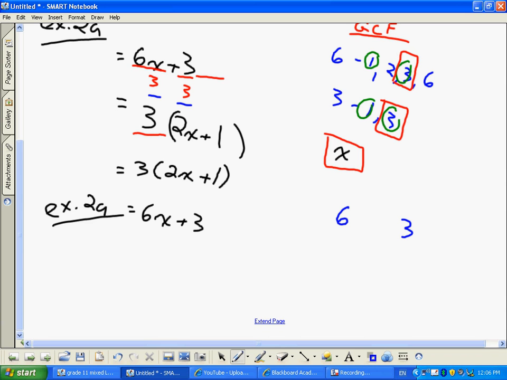So the prime factors of 6, well, I can split 6 into 2 and 3. And then 2 is a prime number. The only factors of 2 are 1 and itself, so I can't break 2 down anymore. It's considered a prime factor. Okay? Same with 3. Only factors of 3 are 3 and 1. Can't break it down anymore. So we leave it at that.